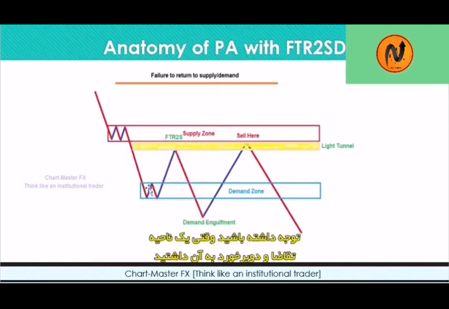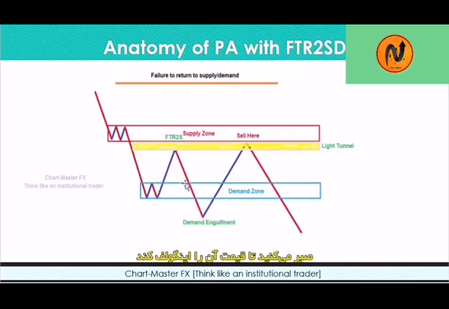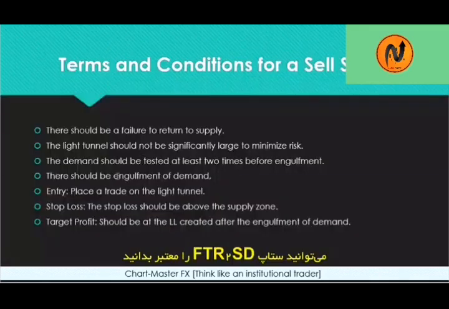So take note that once you have a demand and you have 2 visits to this demand, that's where you wait for the price to engulf the demand. Once you have the condition of engulfment, then you wait for the price to come to the light channel, and you can place your trade in the light channel. Then once that condition and all the other conditions have been met, you can consider the conditions of the FTR to SD to have been met.